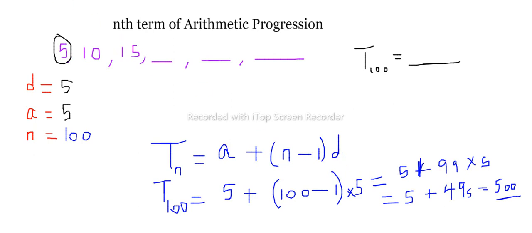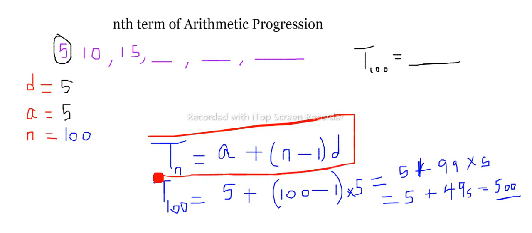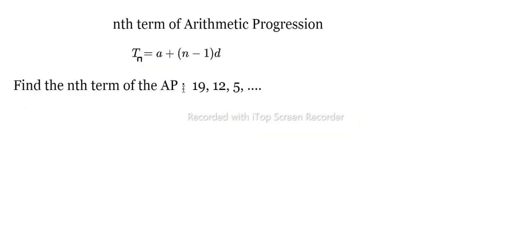So we can use this expression to find the nth term of an AP. The nth term of an AP is a plus n minus 1 times d, where a is the first term, n is the number of terms, d is the common difference, then Tn is the nth term we are looking for. So do you get that? As we have said, the nth term of an AP is given as this expression: Tn is a plus n minus 1 times d.